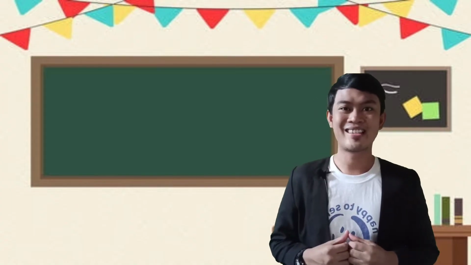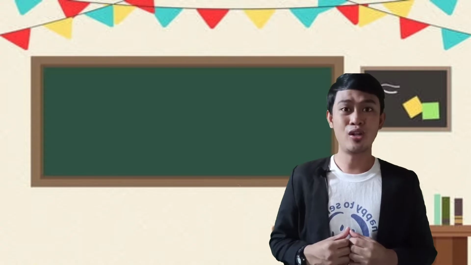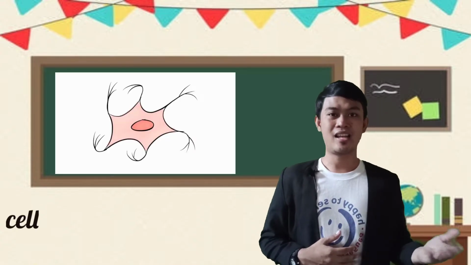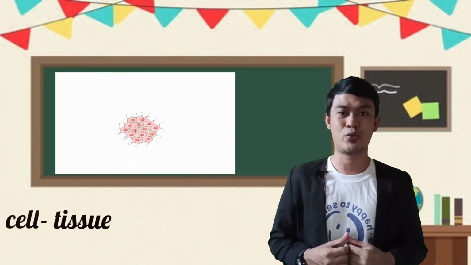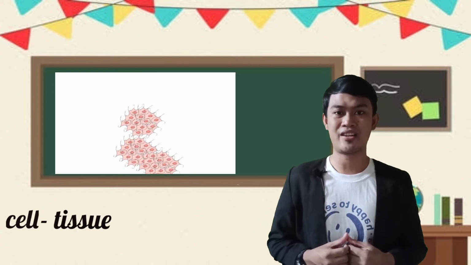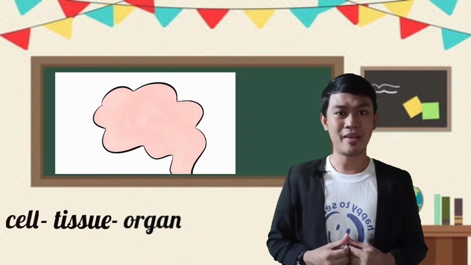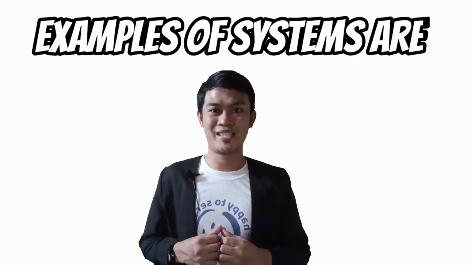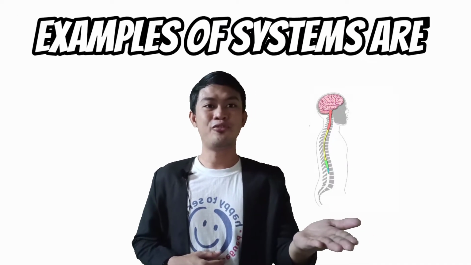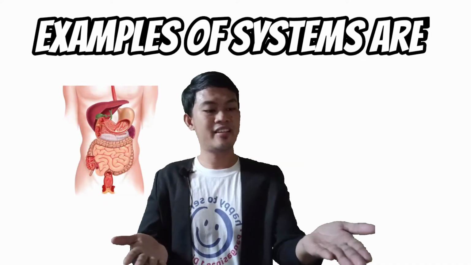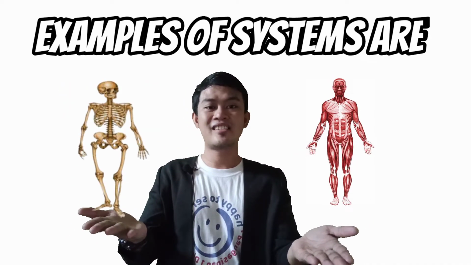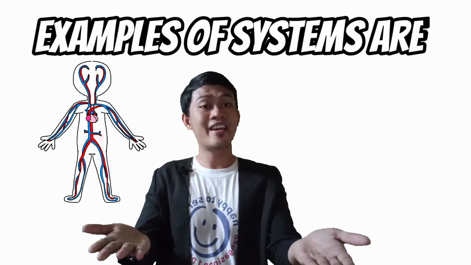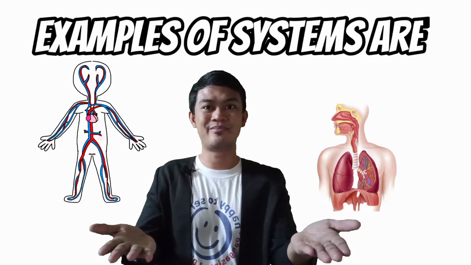Before we start, let's have a review. We all know that our body is made up of cells. Many cells joined together make tissue. Tissues together make an organ, and many organs make a system. Examples of systems are nervous, digestive, muscular, skeletal, reproductive, circulatory, and respiratory system.